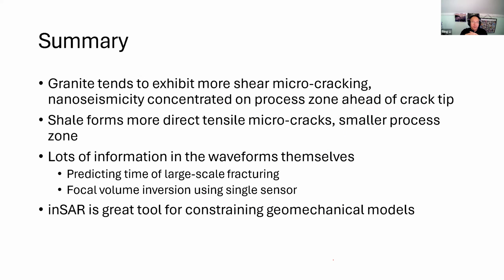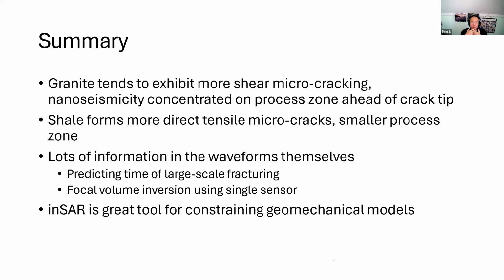So in summary, going from the lab scale to machine learning to the field scale, we see that granite tends to generally exhibit a lot more shear microcracks, at least at the scale we're looking at. And when we think of the nanoseismicity, that tends to occur within just the process zone. So the majority of the nanoseismicity acoustic emissions happen ahead of the crack tip and not in a zone that's already fully expressing high permeability. But when we look at the shale, it tends to exhibit fewer shear microcracks.